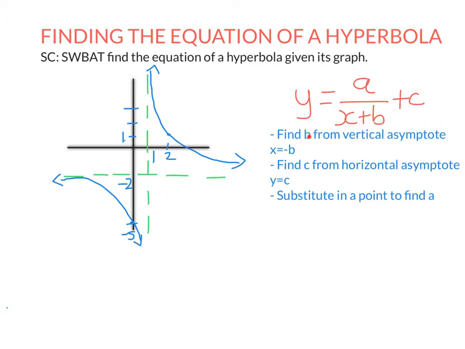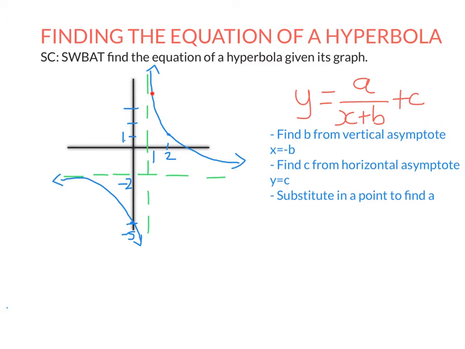So remember, this value here tells you about the vertical asymptote, and it's x equals the negative of this number, whereas y equals this number is the horizontal asymptote. So we can find that information very easily from this graph here.